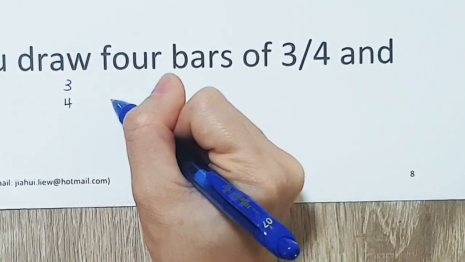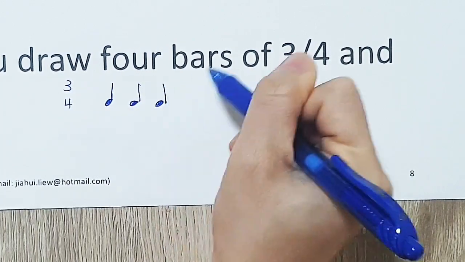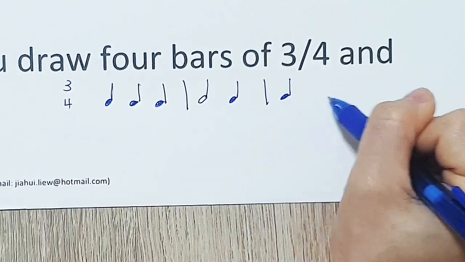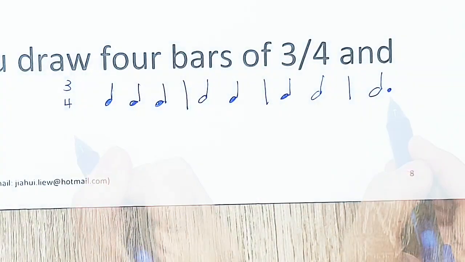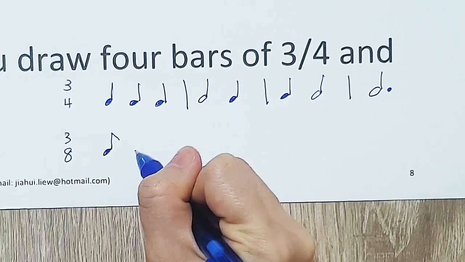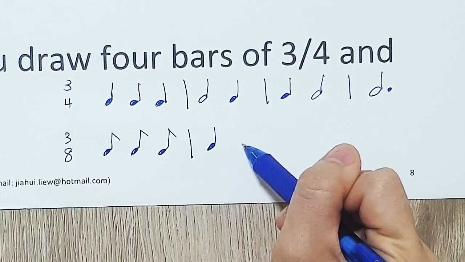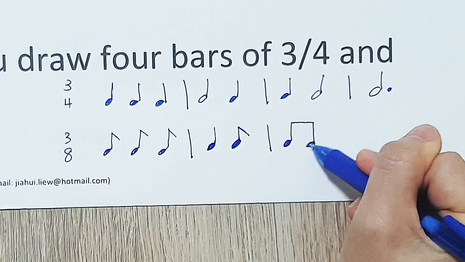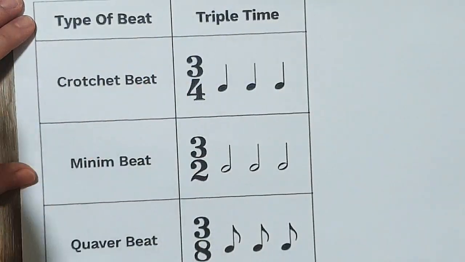For 3-4, I can have 1, 2, 3. 1, 2, 3. 1, 2, 3. For 3-8, 1, 2, 3. Here's the summary of the triple time signature.